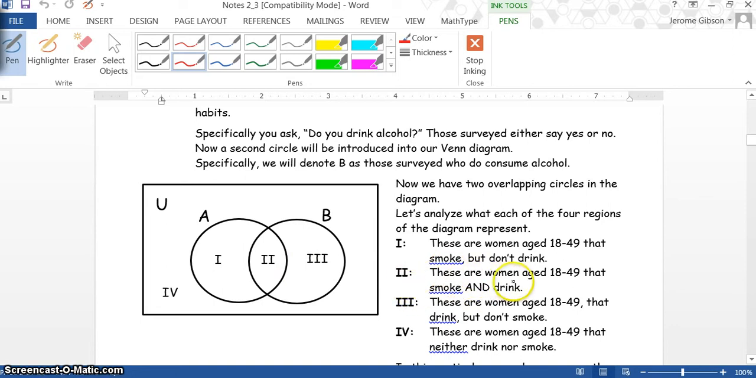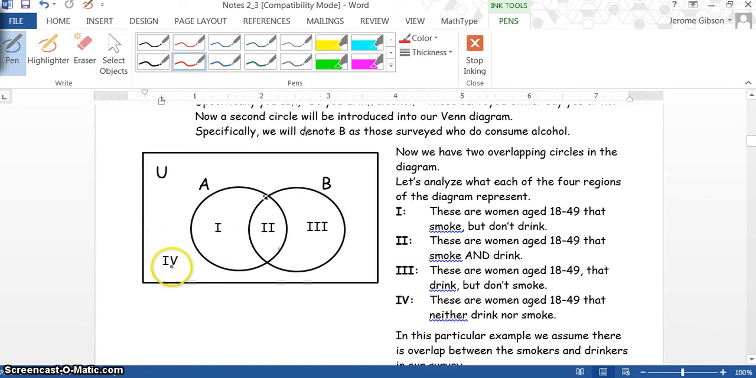Region 2. These are women aged 18 to 49 that smoke and drink, which is this population here. Region 3. These are women aged 18 to 49 that drink but don't smoke, which is this region here. Region 4. These are women aged 18 to 49 that neither drink nor smoke, which we notice is here.